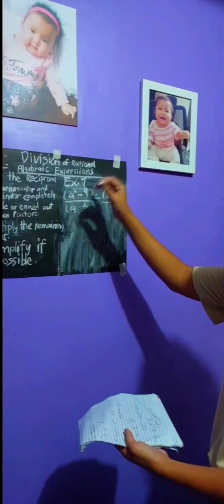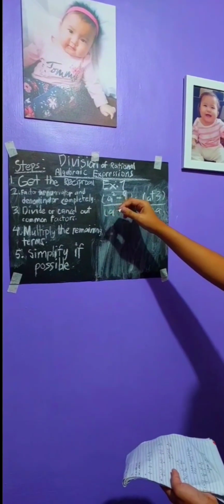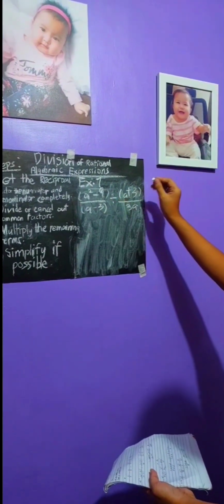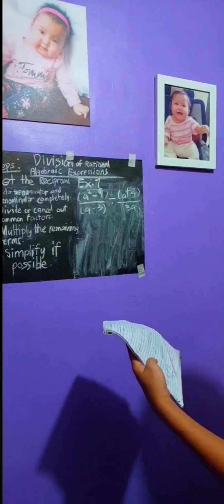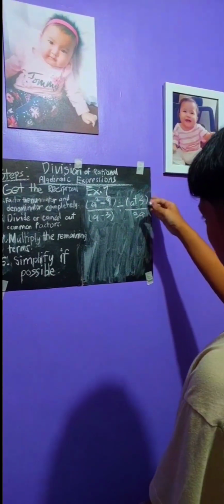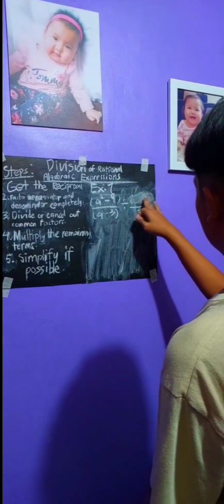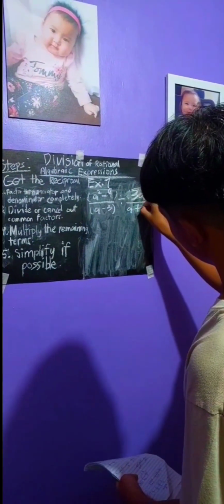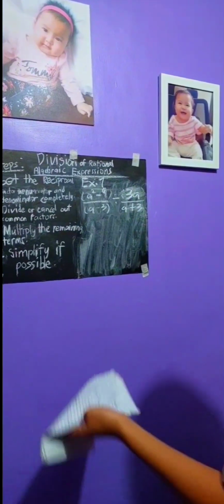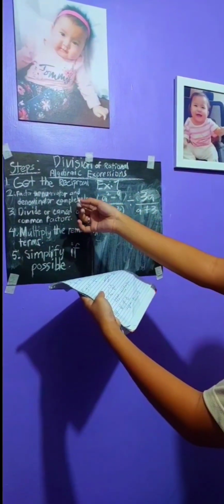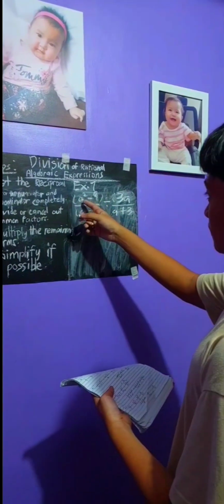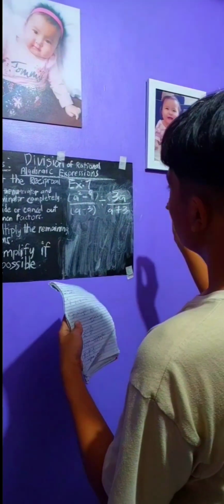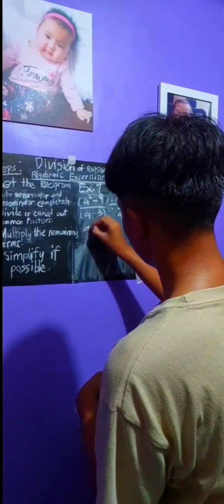Okay, this is our first example. A squared minus 9 over A minus 3 divided by A plus 3 over 3A. First, we get the reciprocal. And next, we factor the numerator and denominator completely. A squared minus 9 can be factored using the difference of two squares.